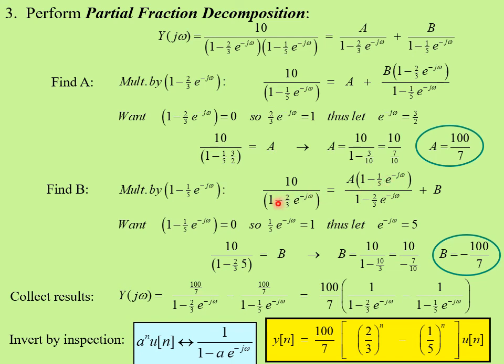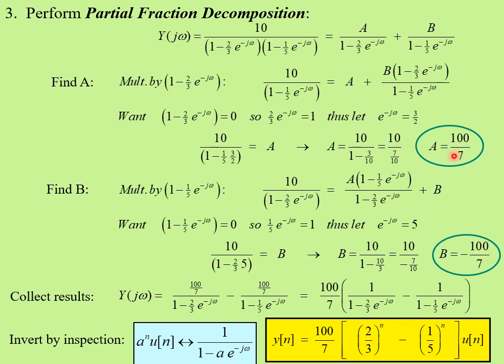So underneath here, we have 1 minus 2/3 times, remember, e to the minus j omega is 5. So we have 1 minus 2/3 times 5. Well, that's 1 minus 10/3, which is negative 7/3. So this is 3/3 minus 10/3, which is negative 7/3. I think I might have said that wrong. So 10 divided by negative 7/3, remember, multiply by the reciprocal, and we get negative 100 over 7. So A is 100 over 7, B is negative 100 over 7.